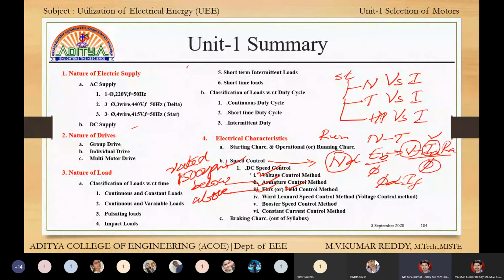Beyond these three methods, there are other methods. For industrial purposes and special applications, there is the Ward-Leonard method. This is a special control method, which can be controlled using the voltage control method. Using the voltage control method we can adjust any type of speed.